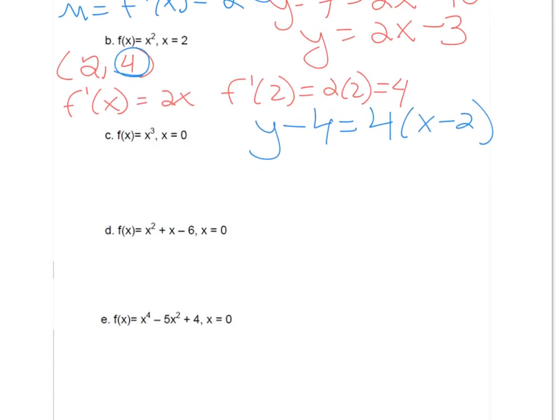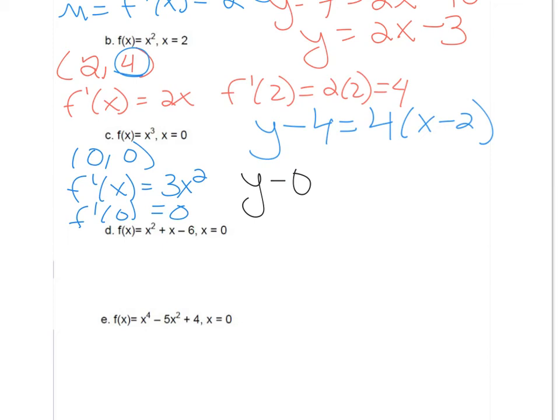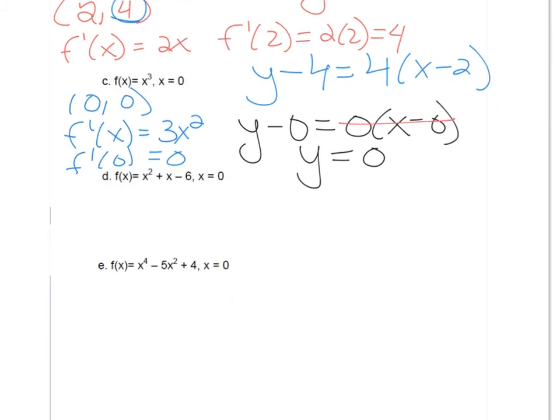Okay, for c, our point is 0, 0. F prime of x is 3x squared. So when I plug in 0 to the derivative, we get 0. If you want to write it all out, that's going to be y minus 0 equals 0 times x minus 0, which really is just y equals 0, because this all is 0. That's a pretty boring question. Okay, for d, now I'll actually get some values.